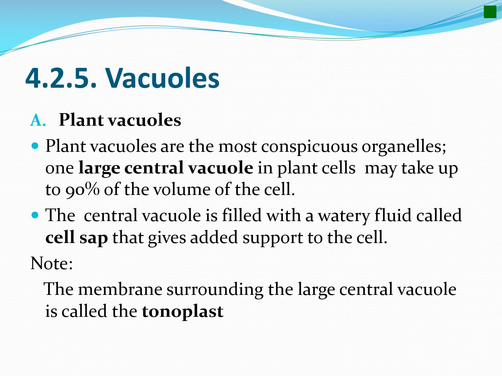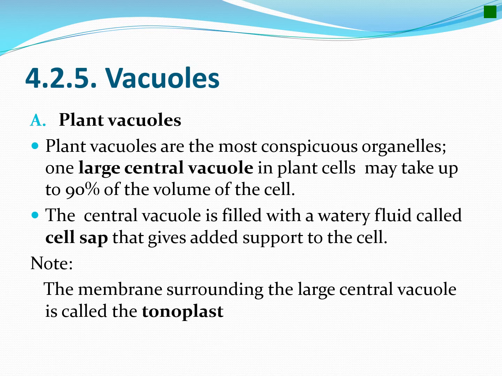Vacuoles. Let us begin with the plant vacuoles. Plant vacuoles are the most conspicuous organelles. One large central vacuole in plant cells may take up to 90% of the volume of the cell. Conspicuous means very visible. That is to say, vacuoles are the most visible organelles, but here remember we deal with plant vacuoles. When it's time to talk about animal vacuoles, the situation will be different.